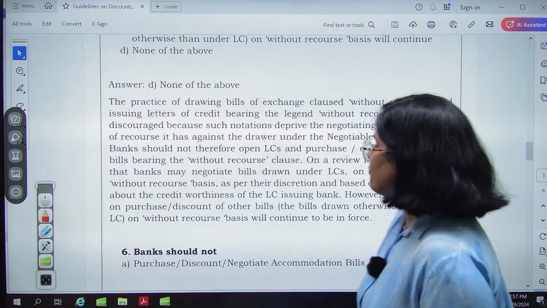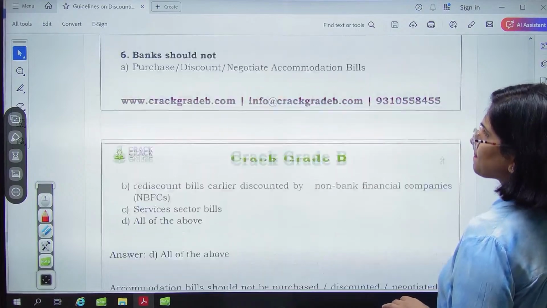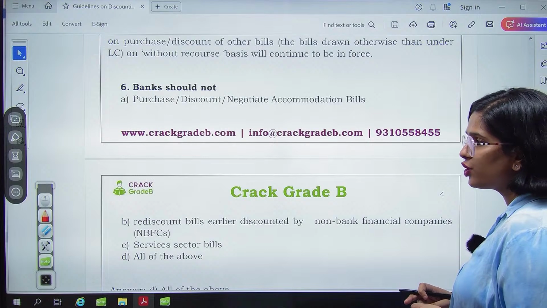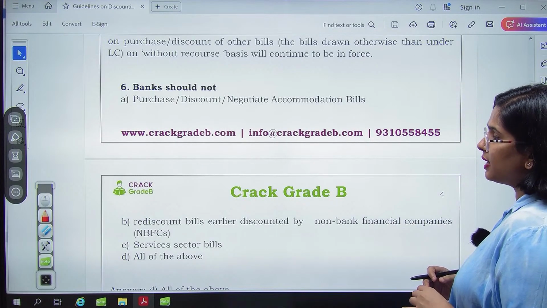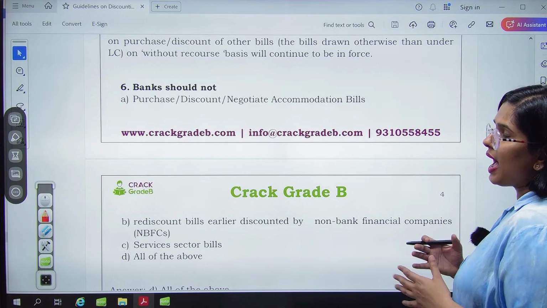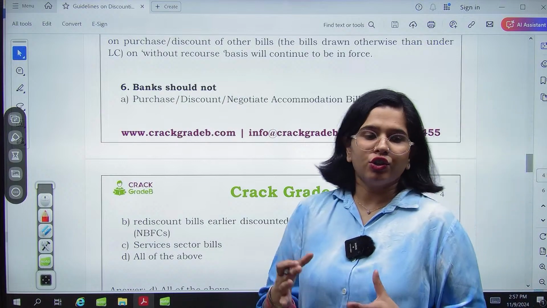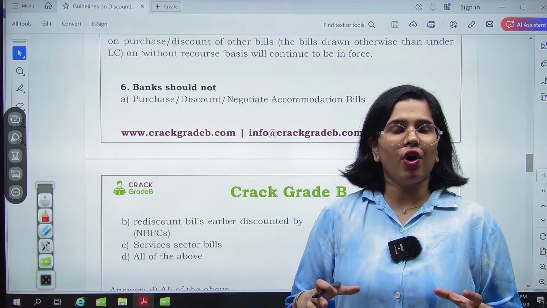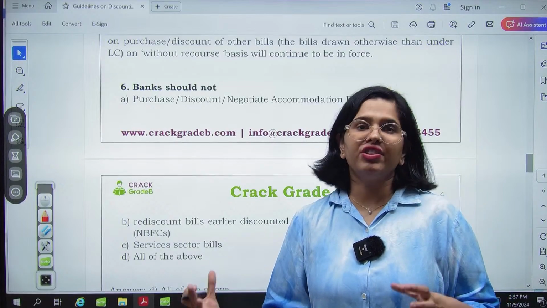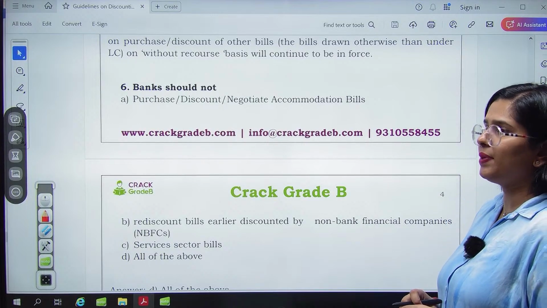Now next we have, banks should not purchase or discount, negotiate accommodation bills, rediscount bills earlier discounted by NBFCs, service sector bills, and all of the above. So why has this question been framed? So that you have a bird's eye view of all the things that a bank cannot do with respect to such kinds of bills. Accommodation bill का मतलब क्या होता है?